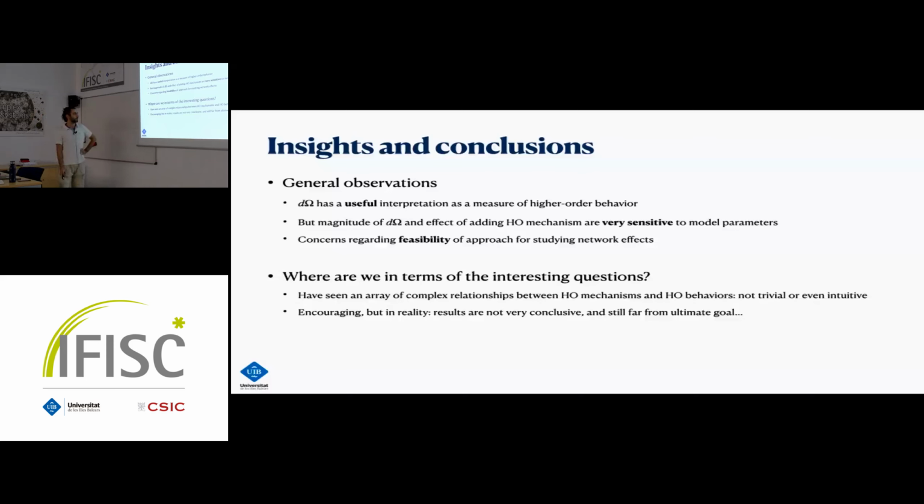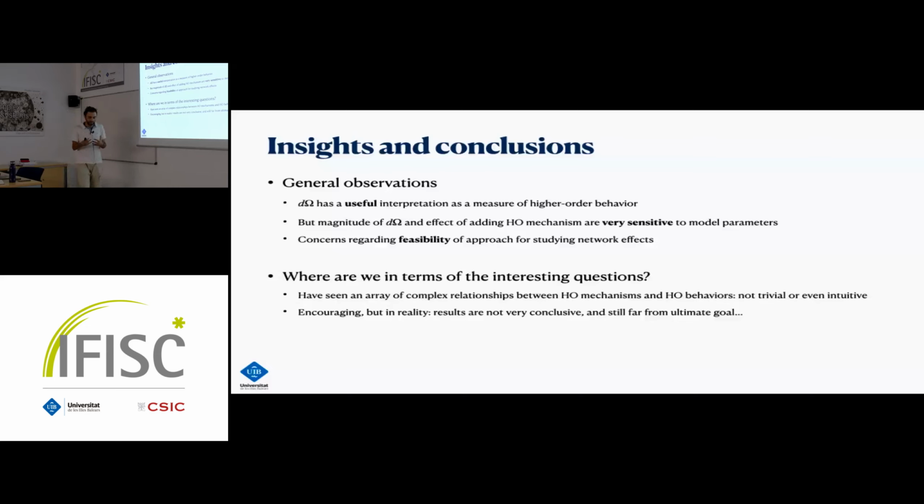And also, we've seen quite a few concerns regarding the feasibility of this approach for studying larger communities and networks. And in terms of the interesting questions that we posed at the beginning, we see a pretty large array of different behaviors, different dependencies between higher order mechanisms and behaviors that are not necessarily trivial, that we didn't expect, and are not always even very intuitive, which is interesting and kind of encouraging in the sense that it tells us that dynamical information could be used to explore this intricate relationship.